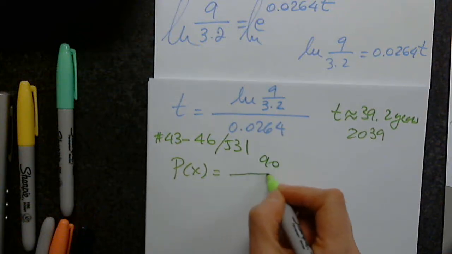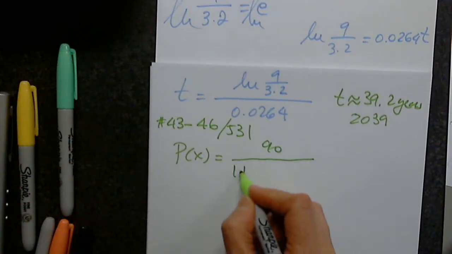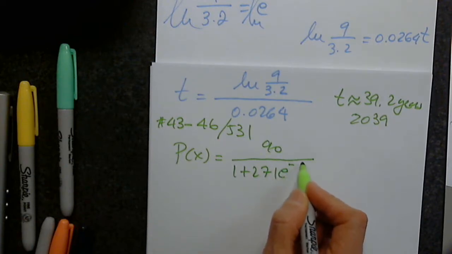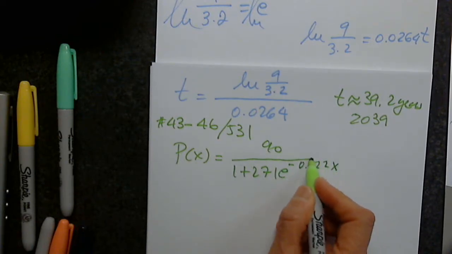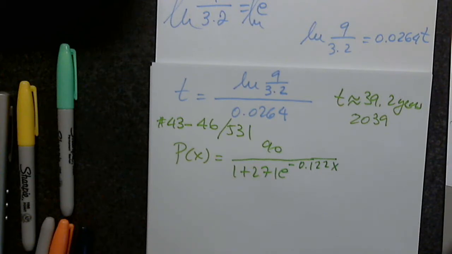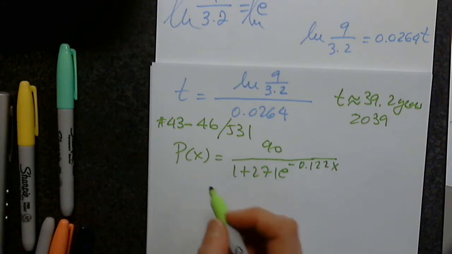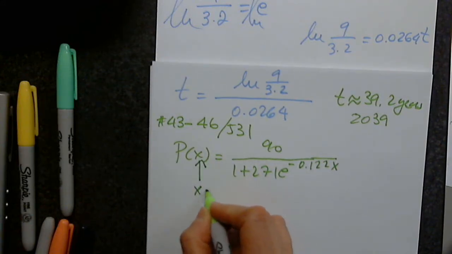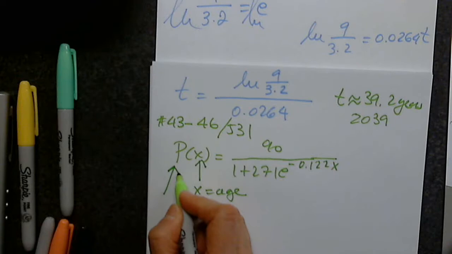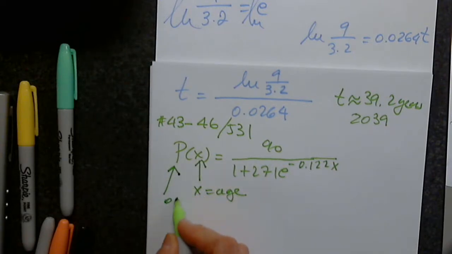90 divided by 1 plus 271 e to negative 0.122x models the percentage P of Americans who are x years old with some coronary heart disease. So x is age, and P is the percentage of Americans at a particular age group with some coronary heart disease.